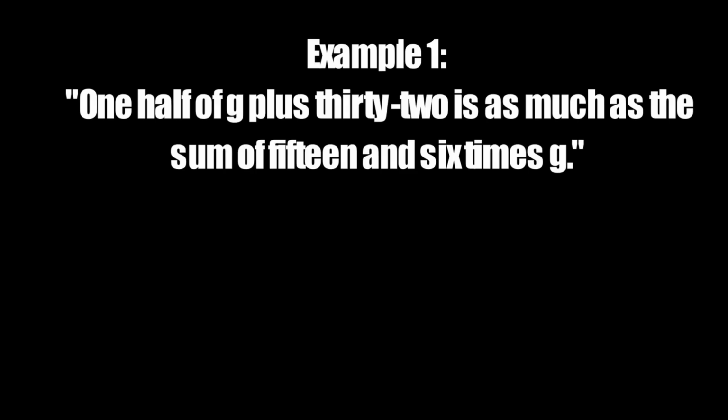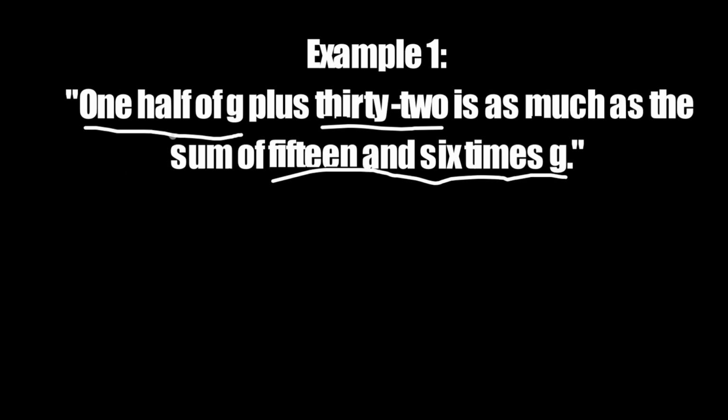Alright guys, here is example number 1. 1/2 of g plus 32 is as much as the sum of 15 and 6 times g. So let's break it down. 1/2 of g, so that's the first part, plus 32 is as much as the sum of 15 and 6 times g.